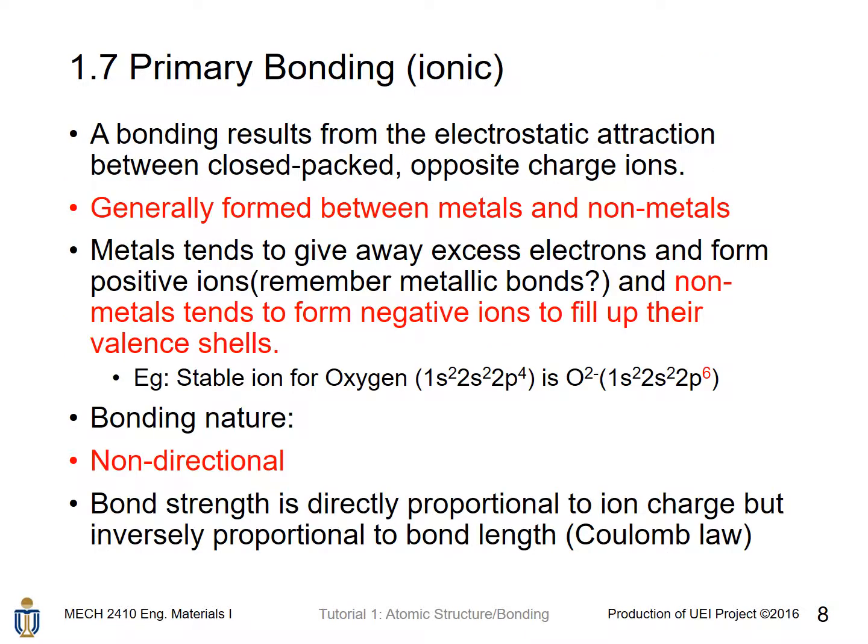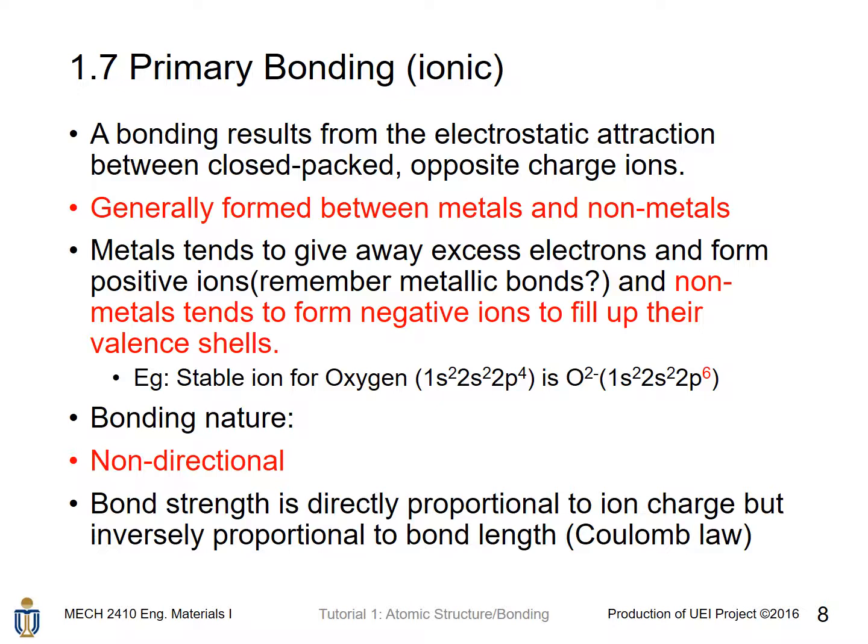An ionic bond results from the electrostatic attraction between close-packed, oppositely charged ions. It is generally formed between metals and nonmetals. Metals tend to give away their excess electrons and form positive ions, and nonmetals tend to form negative ions to fill up their valence shell.